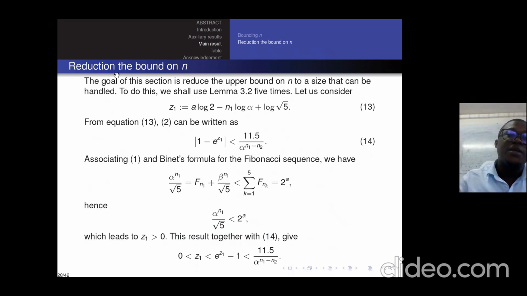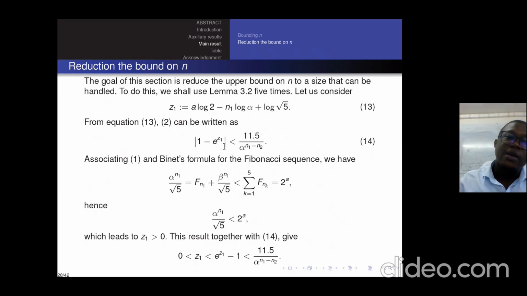Now we will try to reduce the bound on n. The goal of this section is to reduce the upper bound on n to a size that can be handled. To do this, we shall use lemma 3 five times. Let us consider this function. From equations 13 and 2, we can write equation 13 like this.